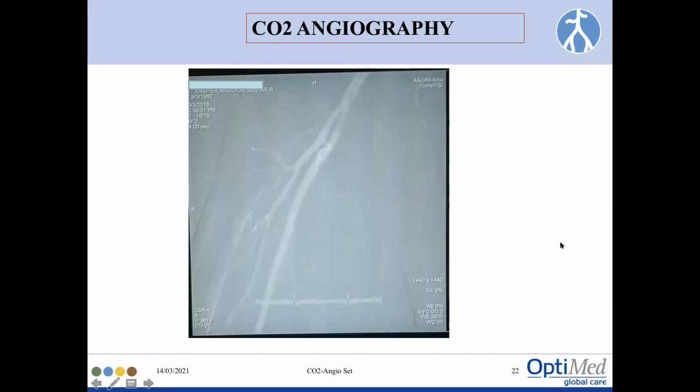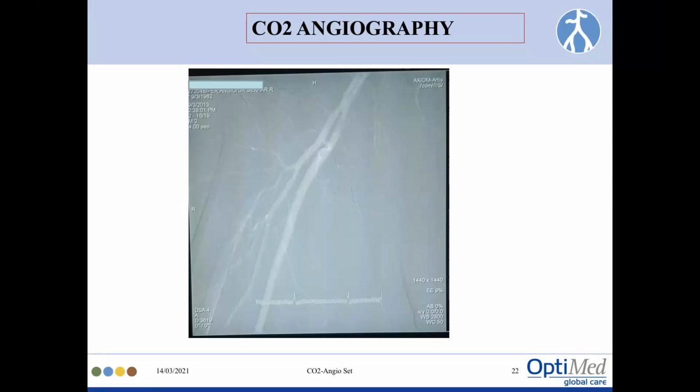So this is what a carbon dioxide angiography looks like. If you look at the picture right at the top, you can see, just as I told you, you need to have a targeted shoot. So when I want to see the common femoral, profunda, and the SFA, I need to keep the catheter at probably the upper end of the CFA and then shoot.